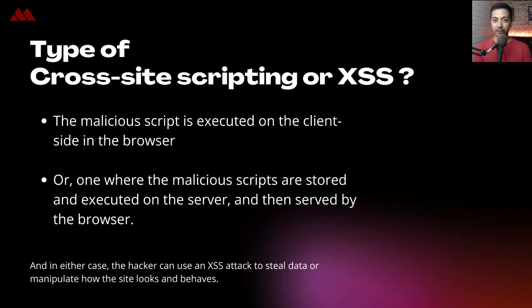So what are the different types of cross-site scripting attacks? Type one is where the malicious script is executed on the client side in the browser, that is, on the local computer of your visitor. And as we mentioned before, another type is where the malicious scripts are stored and executed on the server. But in either case, a hacker can use an XSS attack to steal data or manipulate how the site looks and behaves.